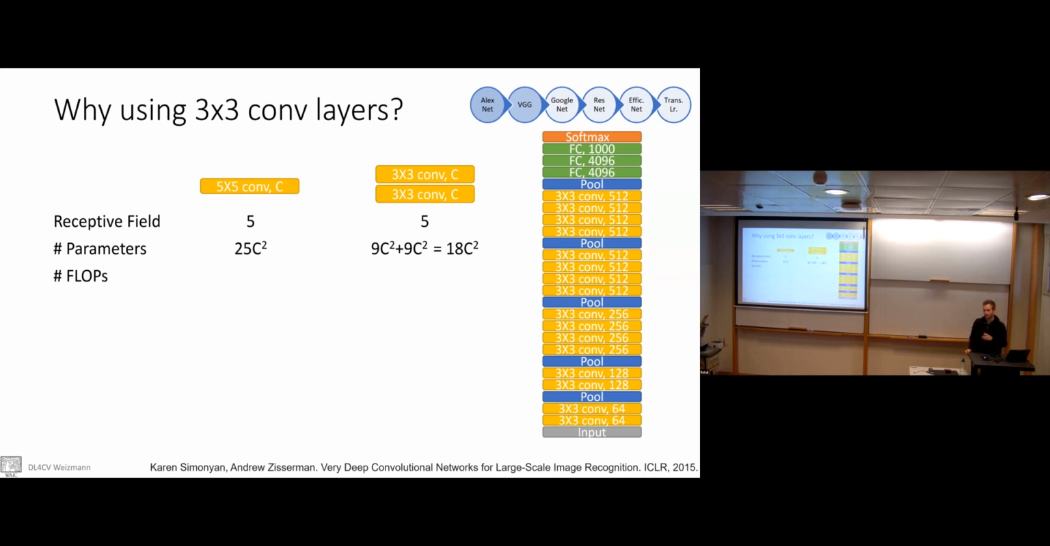I don't get why the C squared. If you have just one convolutional filter, you apply it on an image of size H times W times C, right? You have a kernel of size 5x5 by C, right? This is the number of parameters, but you have C such filters to output C channels, right? So that's why it comes to 25C times another C, 25C squared.